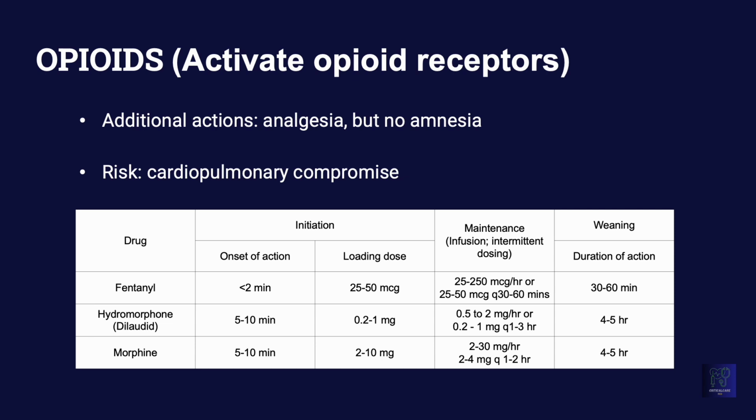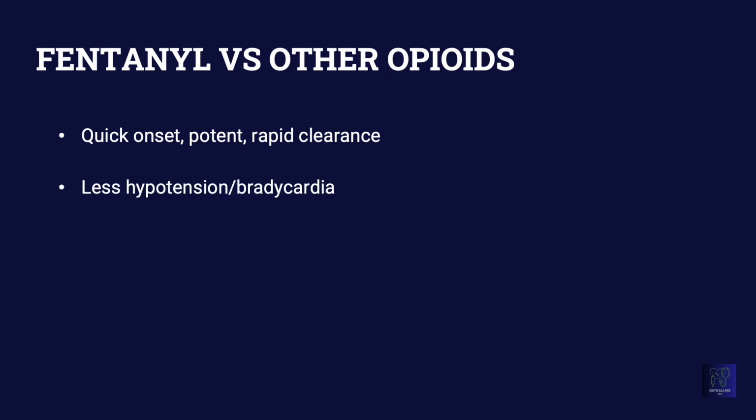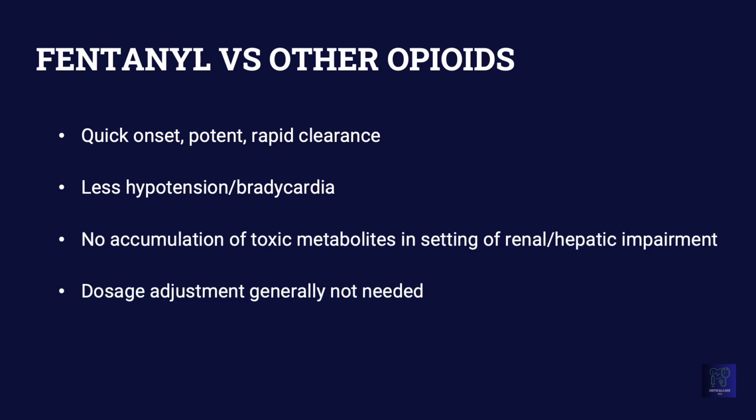Note that fentanyl has a rapid onset of action and a very short duration of action, both of which make it an ideal choice. Fentanyl has several advantages compared to other opioids. It is a very potent sedative, has a quick onset of action, and is rapidly cleared. Its use is associated with less hypotension and bradycardia due to less risk of histamine release. There is no accumulation of toxic metabolites in the setting of renal or hepatic impairment, therefore dosage adjustment is not required compared to other agents like morphine.